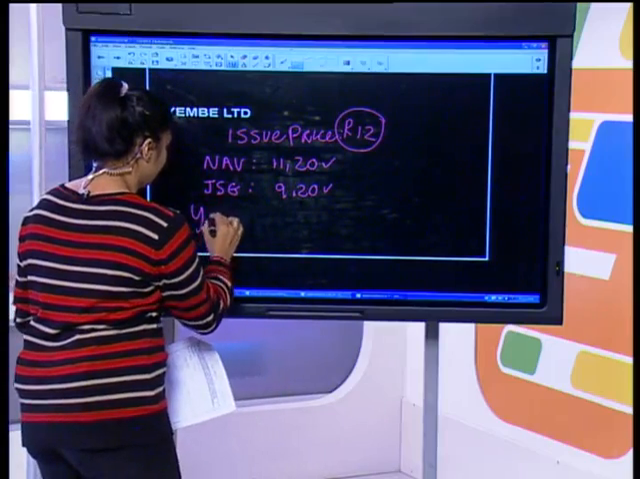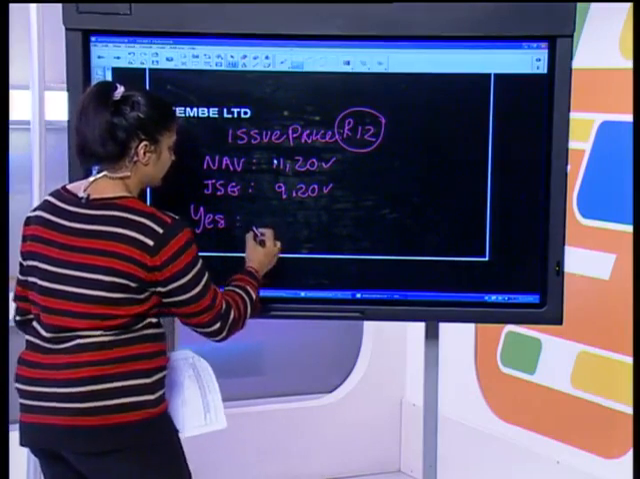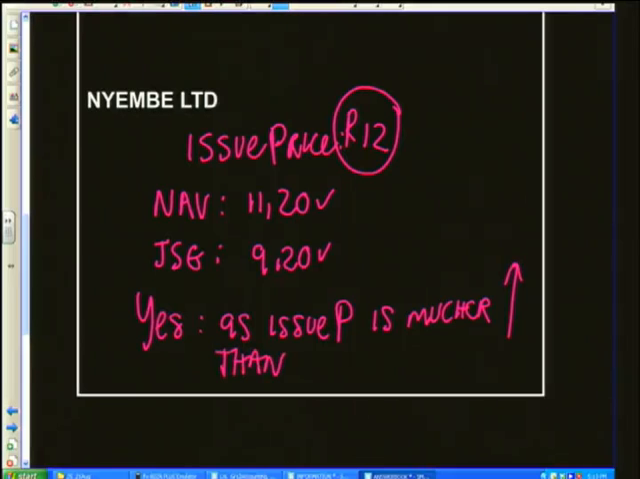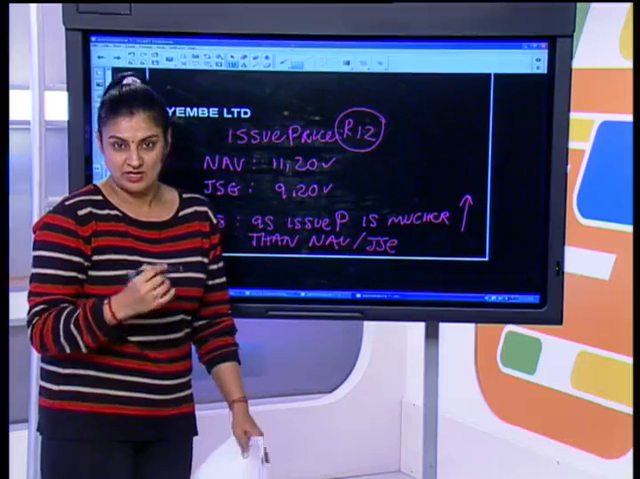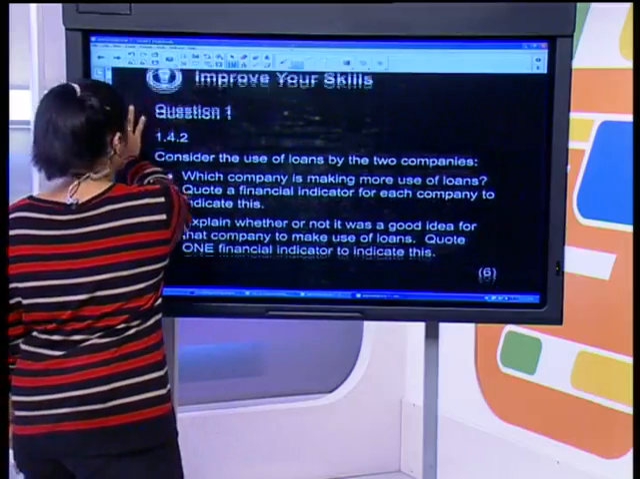So yes, the directors will be satisfied with this, as well as your existing shareholders, as the issue price is much higher. Okay, so it's much higher than your net asset value as well as your JSE. And remember, guys, the question wants you to quote financial indicators, and I've done that. Okay, right, let's now move on to the next question on this information.